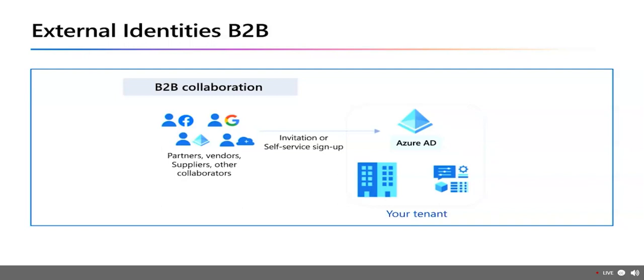And once the external user has redeemed their invitation or completed the sign-up, they're represented in your directory as a user object. Now, B2B collaboration user objects are typically given a user type of guest and can be identified by the hashtag EXT hashtag extension in their user principal name.